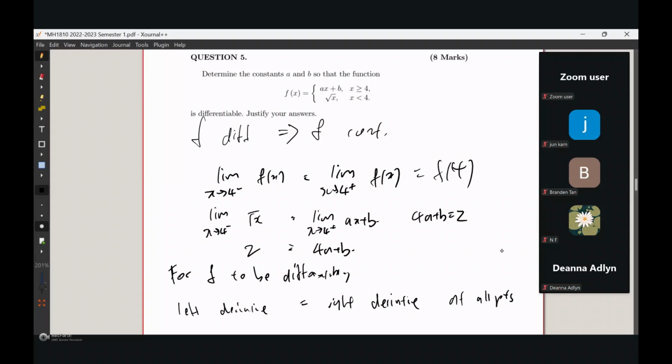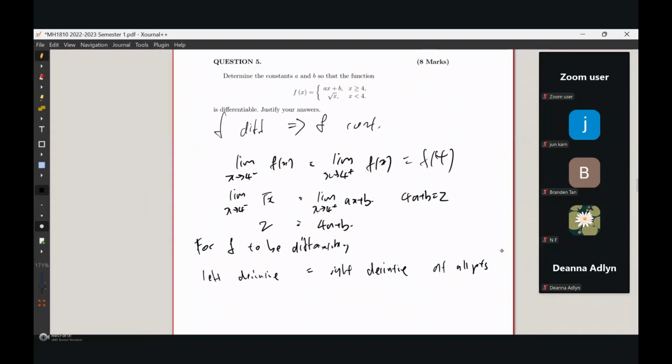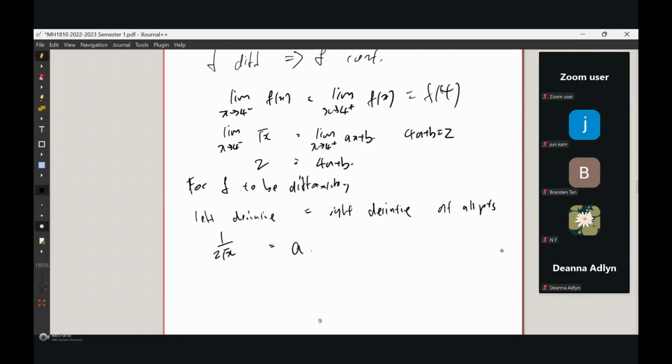So particularly at 4, the left derivative is, you differentiate square root x, you get 1 over 2 square root x. And this is equal to ax plus b. Differentiate this, you get a. And at the point x equals 4, you have this.